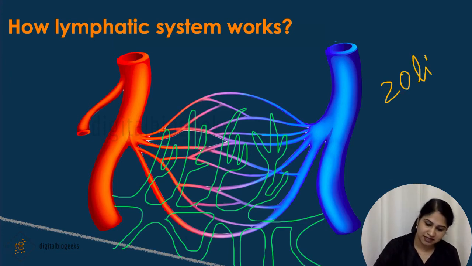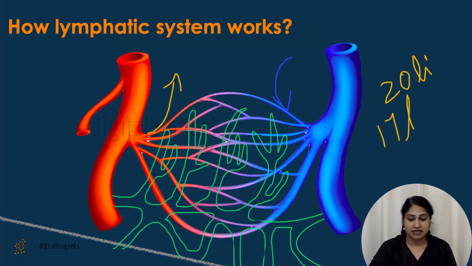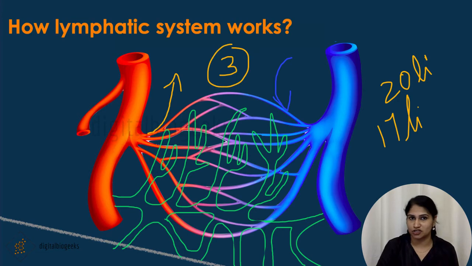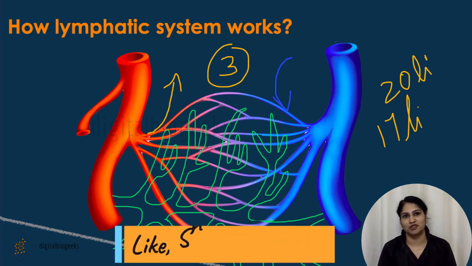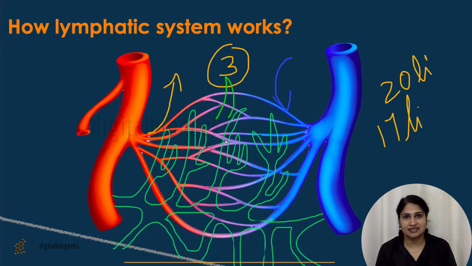The plasma that contains nutrients is pushed out into the body tissues through the arterial end of the capillaries, and the interstitial fluid that contains waste is absorbed through the venous end of the capillaries. But only 17 liters of plasma is absorbed like this. The remaining 3 liters is still there in the body tissues. Here the lymphatic system comes into action. The lymphatic capillaries absorb these 3 liters and then drain into the lymphatic vessels and then into the bloodstream.